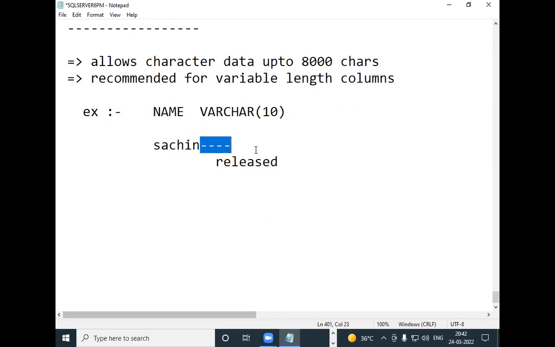For the second name also, it allocates 10 bytes. You entered some name, Ravi. This name takes 4 bytes, and the remaining 6 bytes are released. So this is the difference between char and varchar.